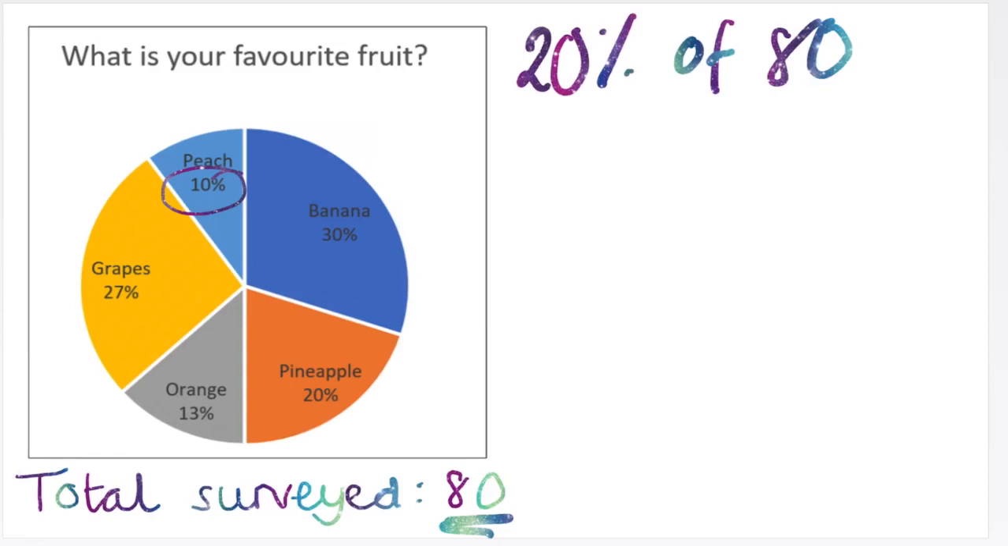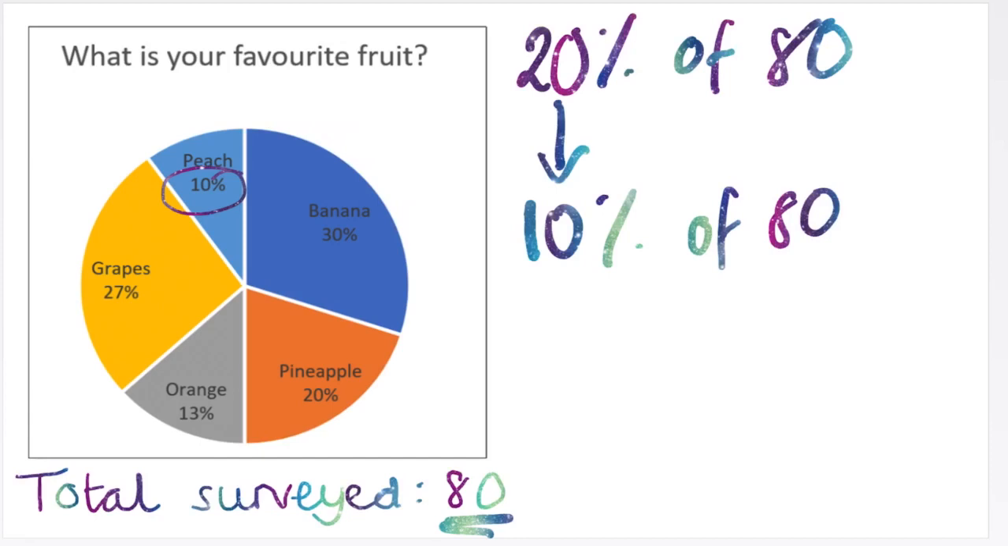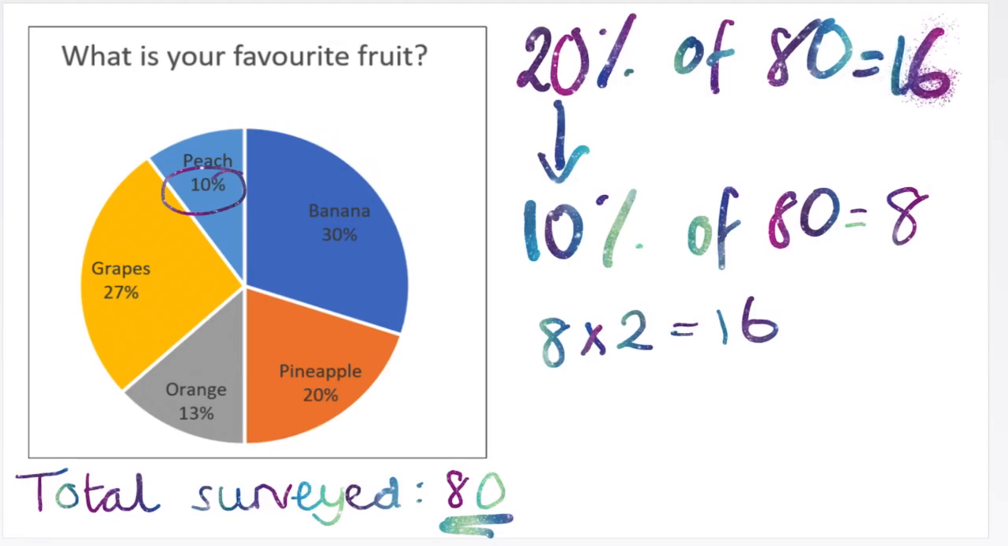But I'll show you the simplest way, which is to find 10% first. And it's the same thing we just did. 10% of 80 is the same as doing 80 divided by 10, which is 8. Now I've got to double that because I want 20%, and 20 is double 10. So 8 times 2, 16. So 20% of 80 is 16 children. Okay, so 16 children absolutely love pineapples. Let me show you one more.